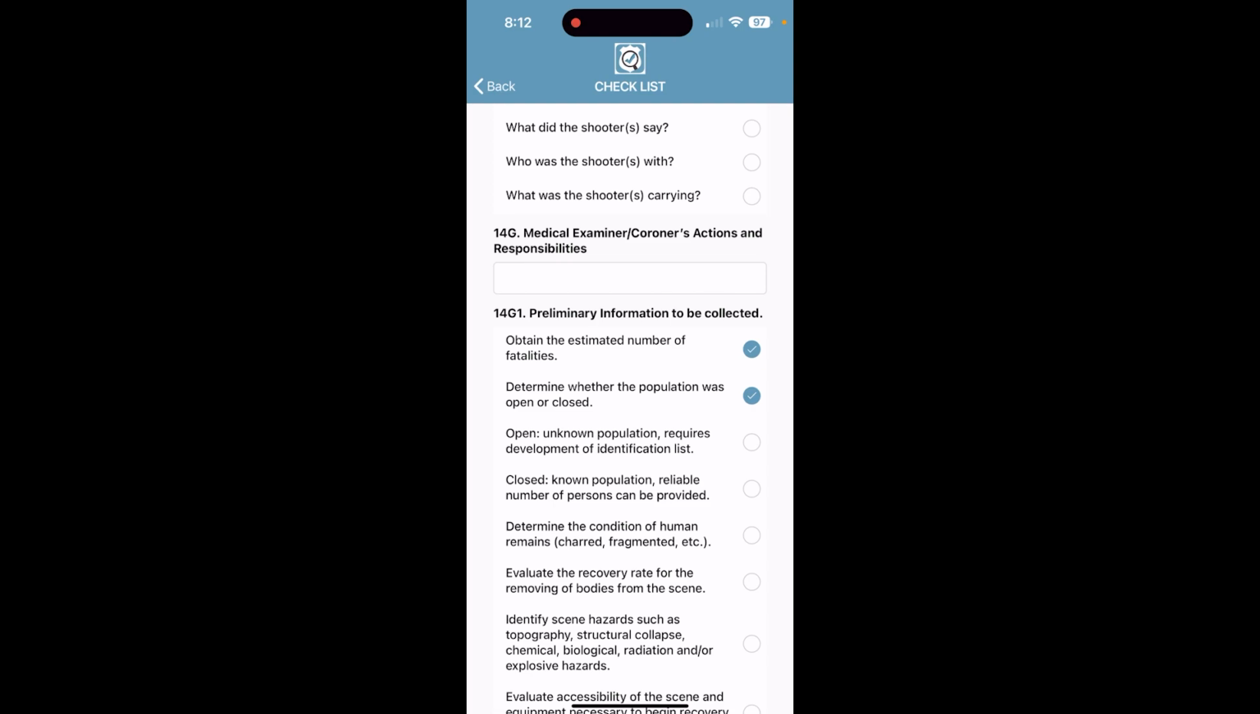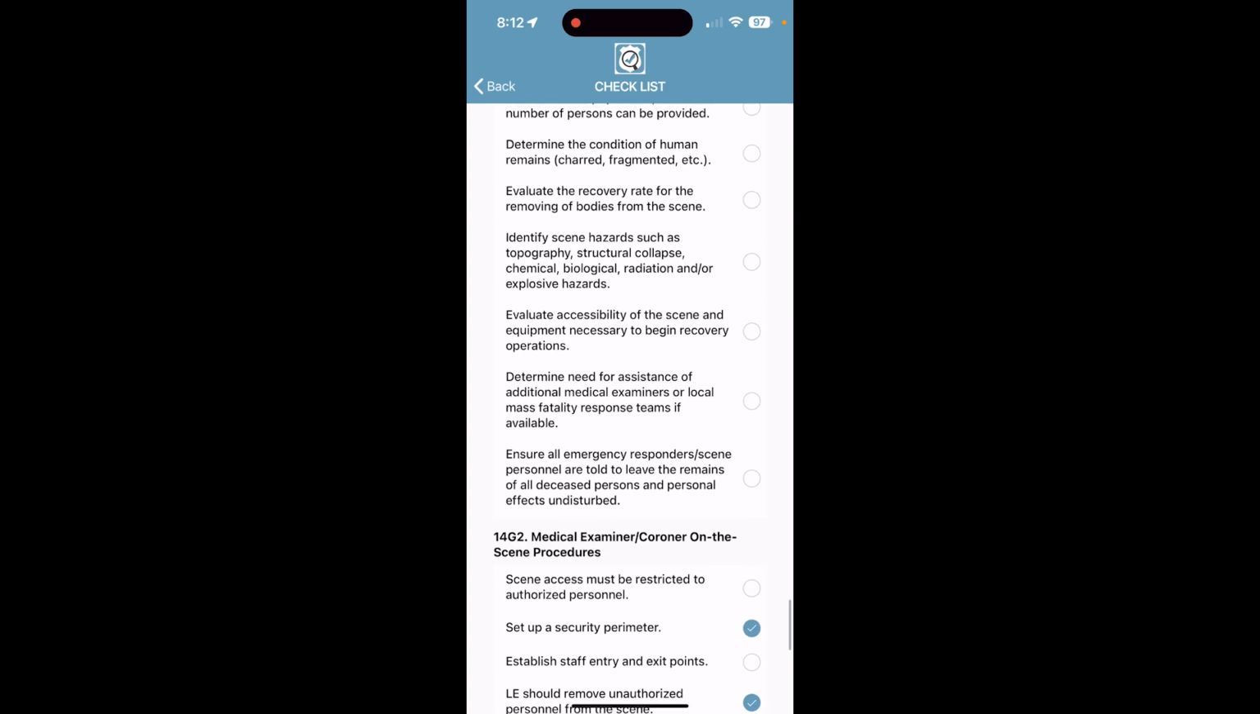14G1 talks about their responsibility to obtain an estimated number of fatalities, determine whether the population was open or closed. By open population, we mean, is it a location like a mall where you don't know how many people were there, you don't know their names, etc. A closed population like a school is where you literally can obtain lists of exactly who was at the school, the students, exactly the staff members, etc. So at least when you're looking for people, you'll have a better chance. So the medical examiner will be involved in that, and certainly law enforcement will help.